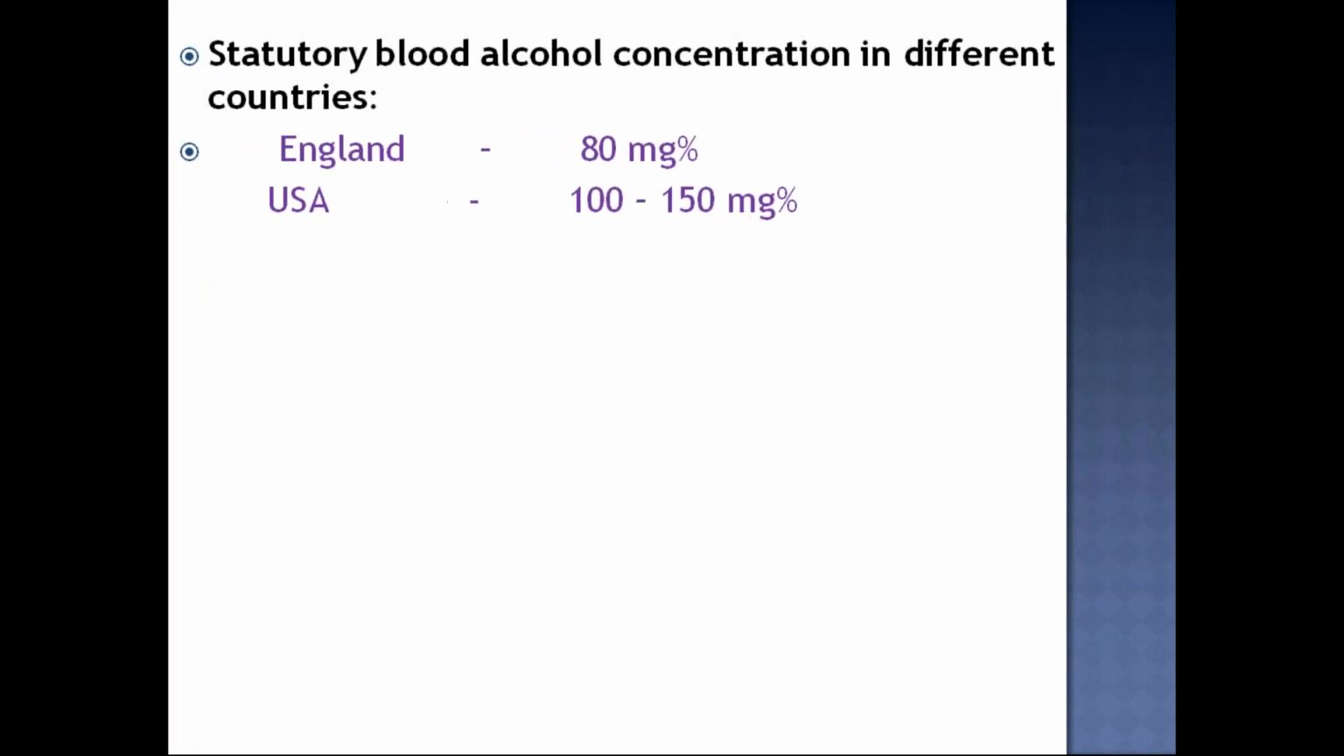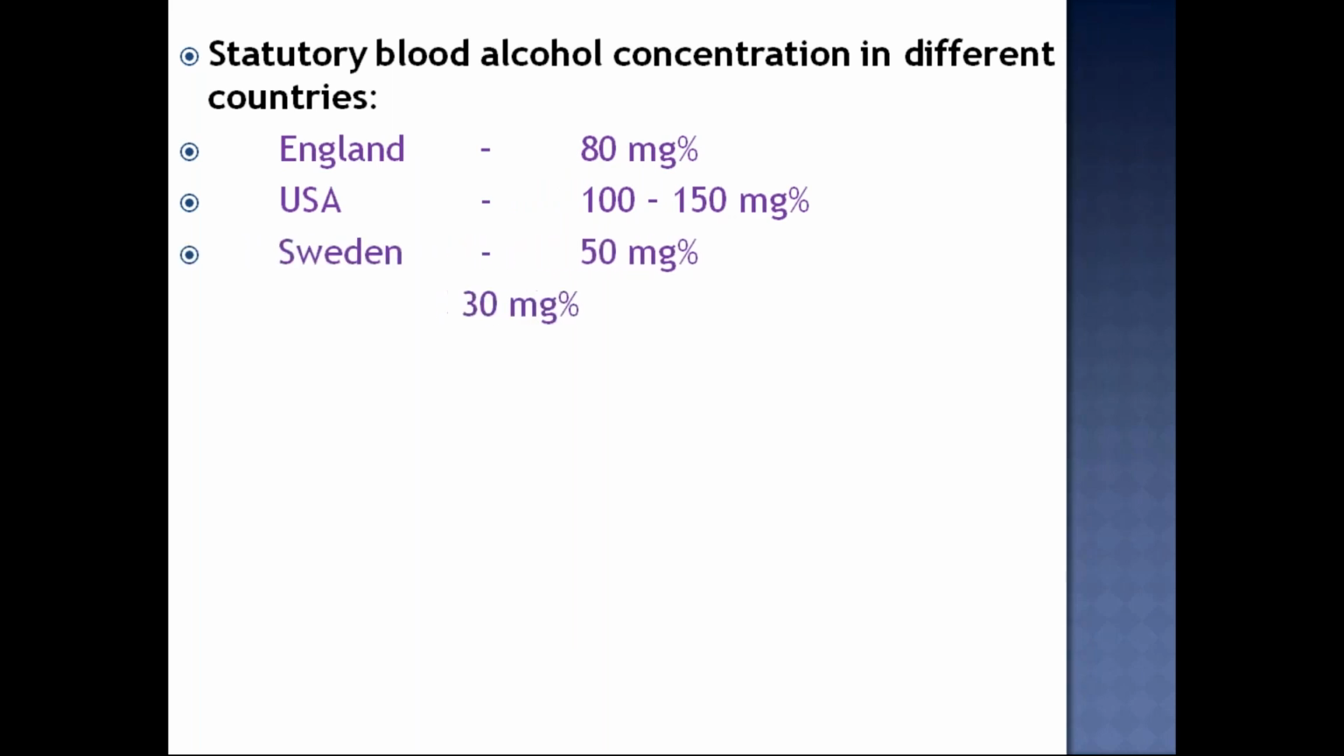So these are the levels of alcohol that are advisable, above which he can be booked. The statutory blood alcohol concentration in different countries: in India it is only 30 milligrams percentage. Suppose your blood alcohol level while driving your car is about 32 milligrams per 100 ml, then you will be booked under Section 185 of the MVA Act, drink driving.